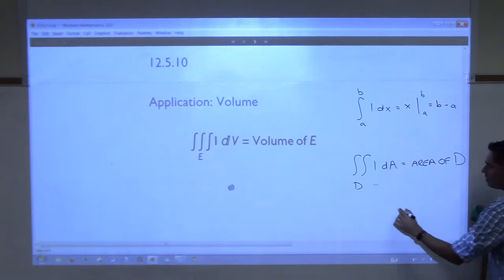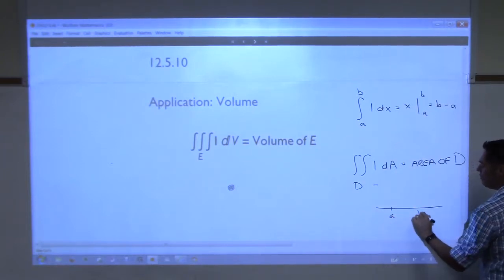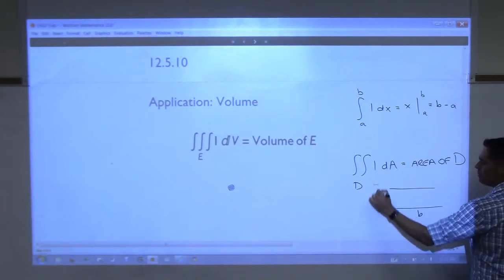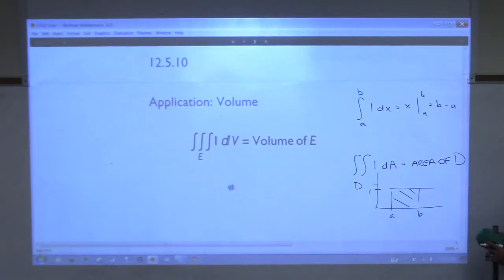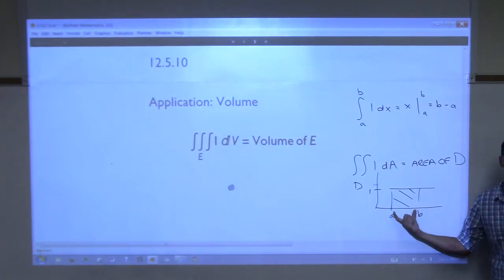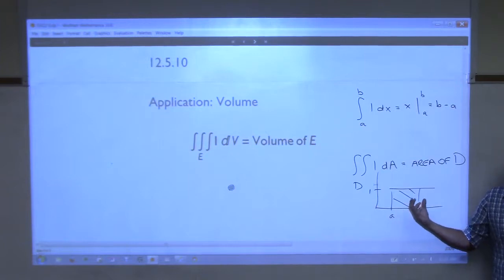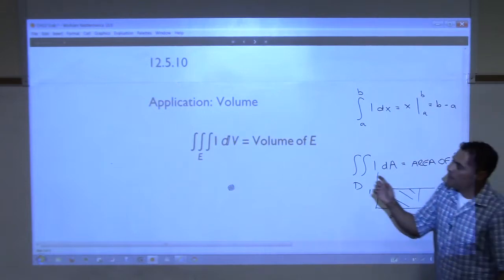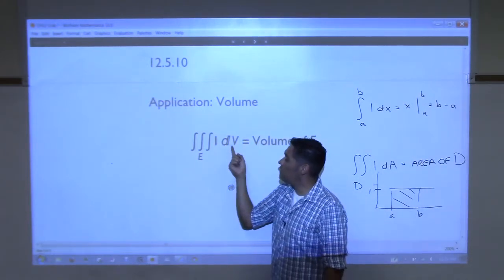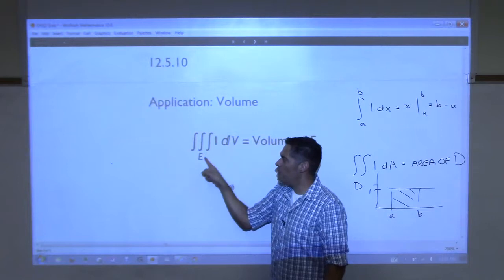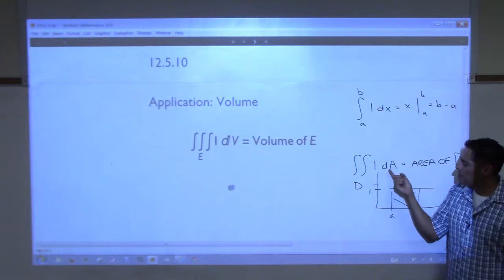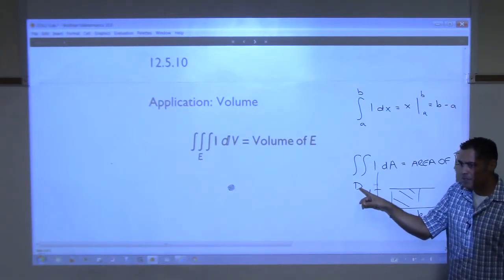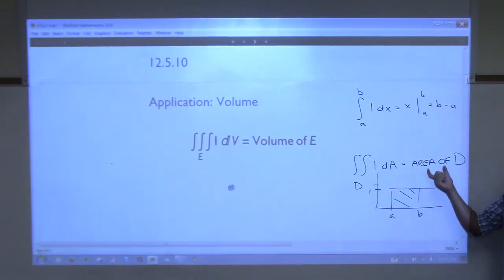So if you look at that function, we're integrating the 1 function from A to B. Then we did find this area, right? But that area was equivalent to the distance between A and B. What I'm trying to get you to see is that integrating 1 with respect to volume gives you the volume of the solid that you're integrating over. Integrating 1 with respect to area over D, where D is 2-dimensional, gives you the area of D.